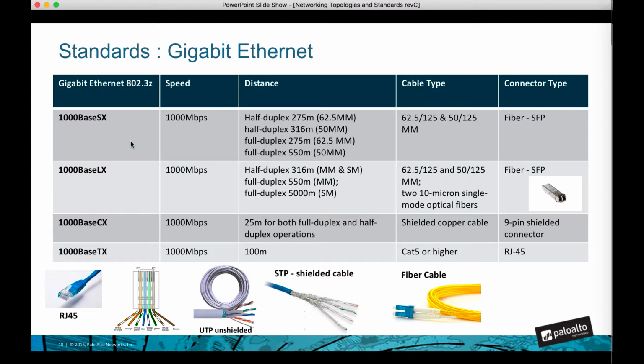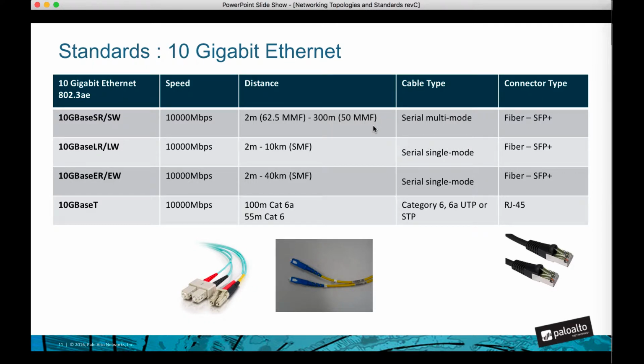For the 1000BASE-SX and 1000BASE-LX, this is a fiber media type cable. And the distance very much depends on the type of the cable itself, whether it is multi-mode or single mode. So if you see MM here, it is a multi-mode type of fiber with a diameter of 62.5 or 50 micron. Then the connector type being used is the SFP, the one that we saw in the transceiver slide, the small form-factor pluggable for your router and switch terminations.